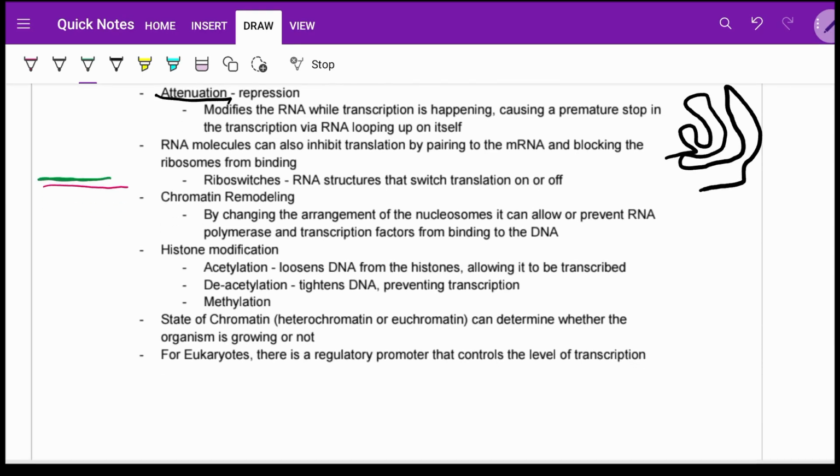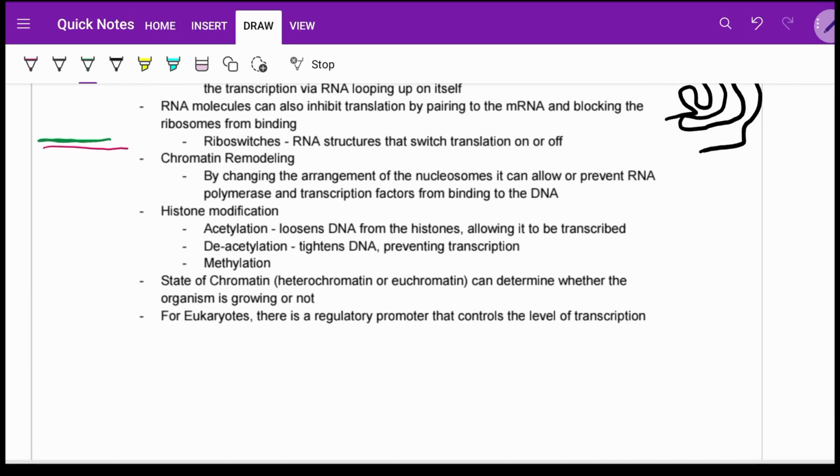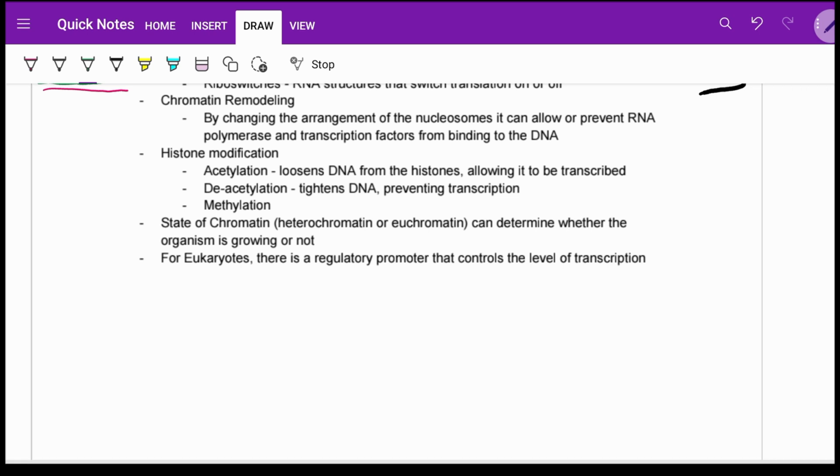We also have chromatin remodeling, and we can change the arrangements of those proteins the DNA is wrapped around. And that either allows or prevents RNA polymerase and transcription factors from binding to the DNA and transcribing. We also have histone modification: acetylation, deacetylation, methylation. I talked about this earlier. And sometimes the state of chromatin, hetero or euchromatin, can determine whether the organism is growing or not. Because if it's growing, it will need to replicate its entire genome, which means that the chromosomes need to be in euchromatin so that they can be replicated.